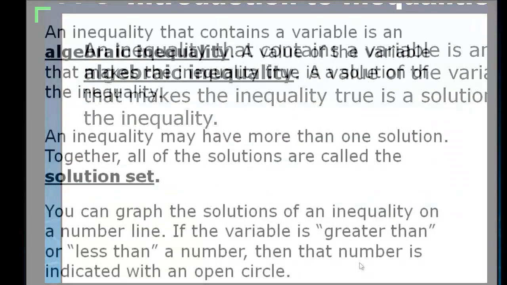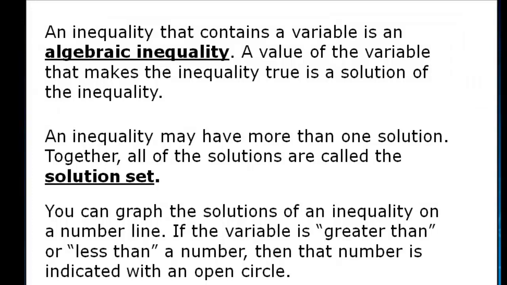Okay, if we have an inequality and it contains a variable, we call it an algebraic inequality. The value of the variable that makes the inequality true is a solution of the inequality. Okay, so we have the solution set. What is a solution set? An inequality may have more than one solution. Together, all of the solutions, we call them the solution set.